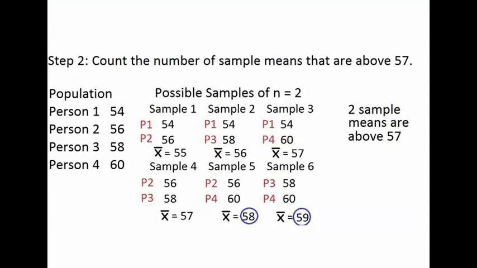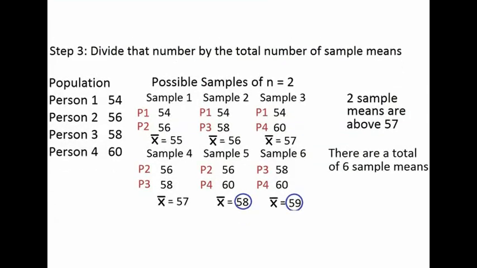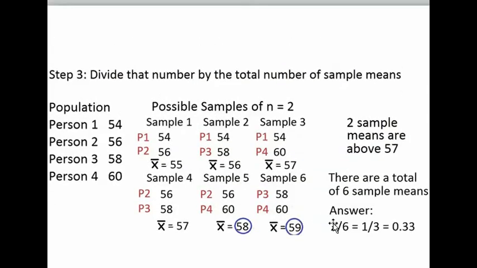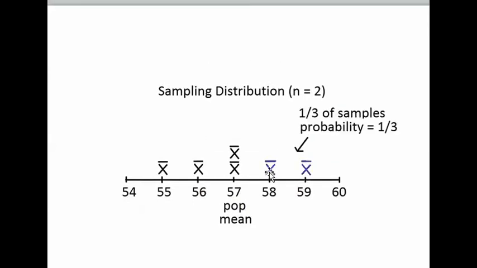In step 3, we just divide the number that we got from step 2, which is 2 samples, by the total number of samples, which is 6. When we divide 2 by 6, we get 0.33. So the answer to this question is 0.33, or as a fraction, the answer is 1/3.